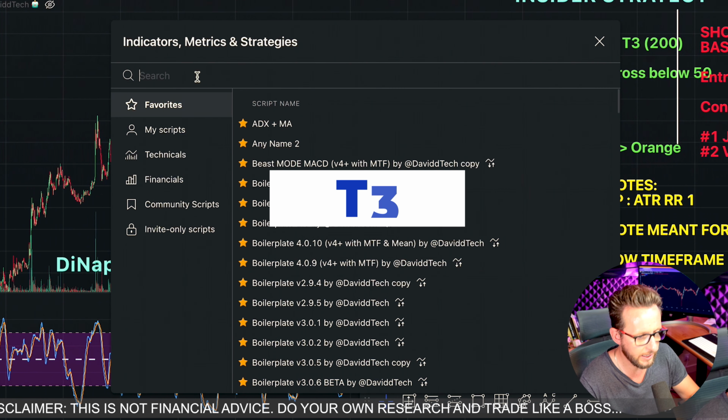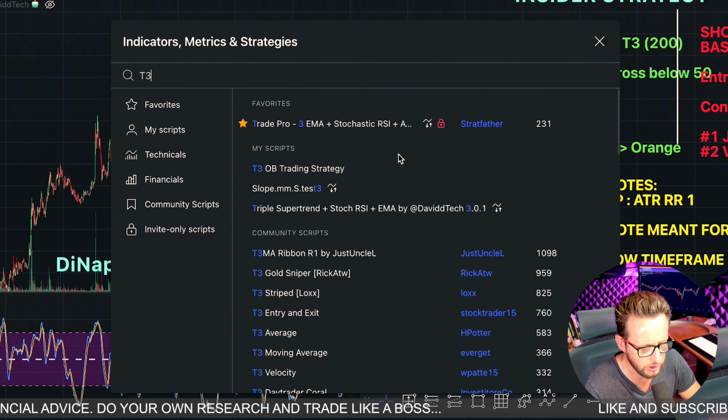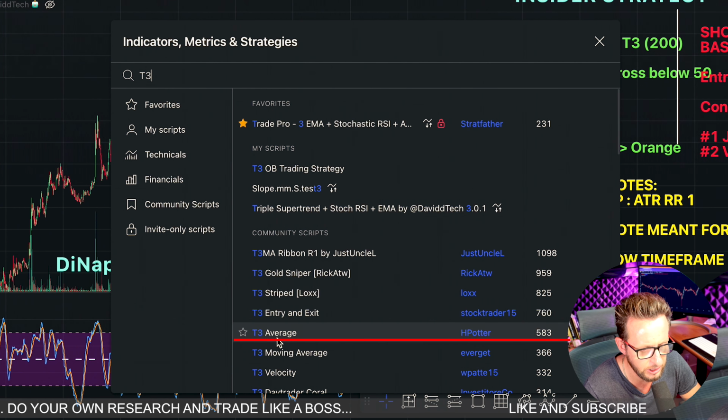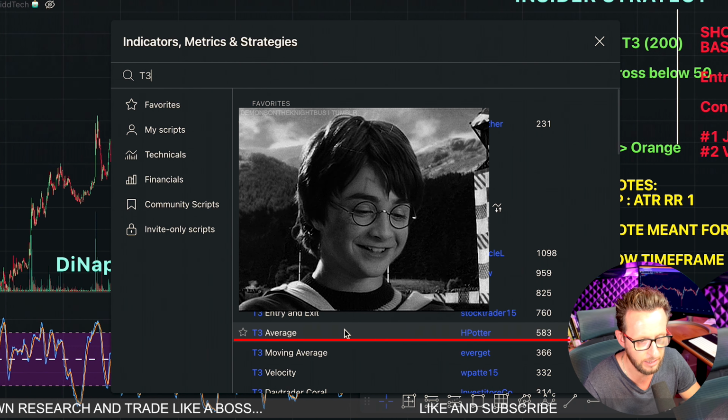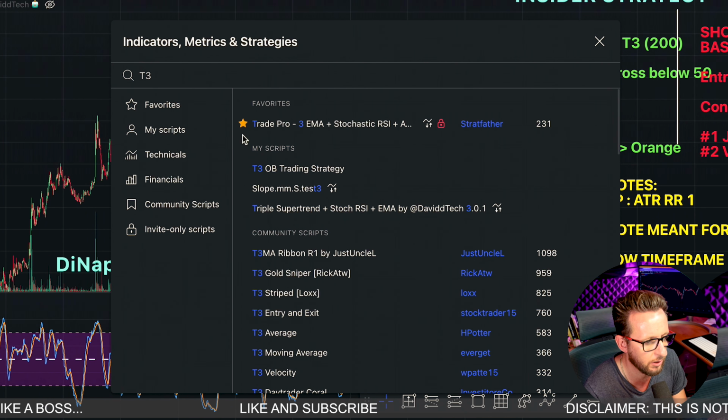Now the first one we're going to be adding is the T3. The T3 is going to give us our trend direction, and we're going to be looking for this one here, which is by H. Potter, Harry himself. We're looking for that one, the T3 average. We're going to click on that. That's going to add that to our charts.